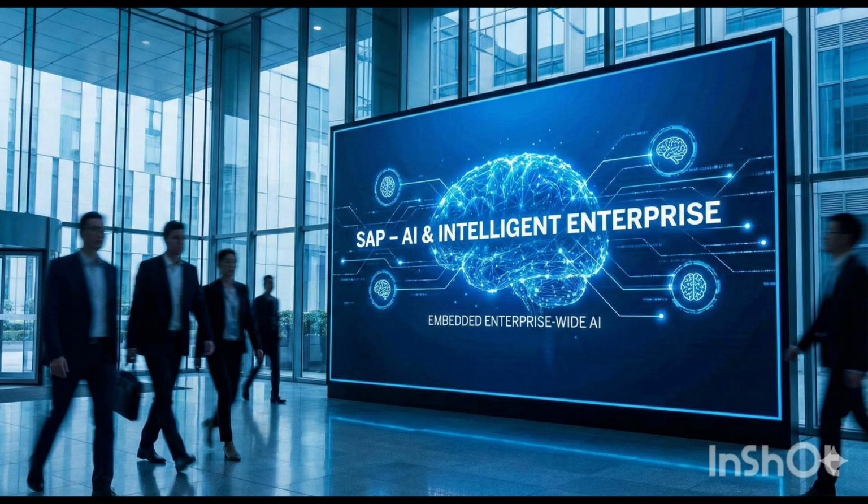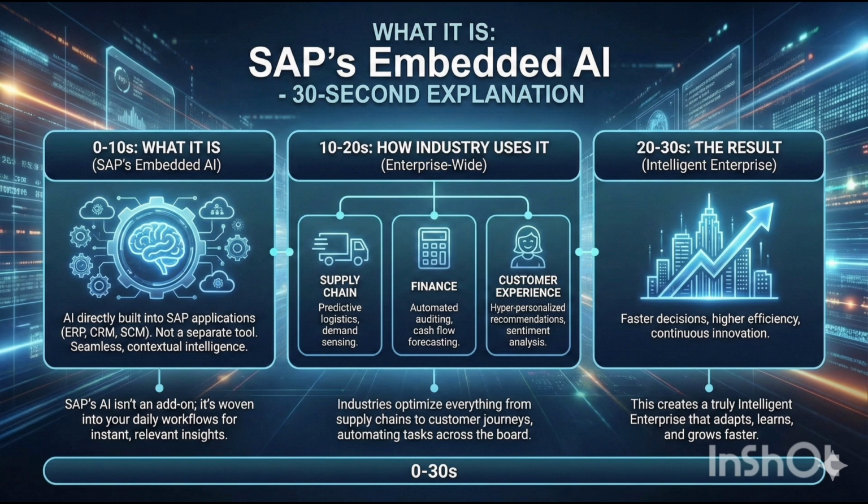Today we'll be learning SAP Embedded AI. It is transforming how businesses work by bringing intelligence directly into SAP processes. Instead of using separate AI tools, SAP now embeds machine learning and automation inside S/4HANA, SAP Analytics and other modules to predict, recommend and automate decisions in real time. In this video, I'll try to explain what SAP Embedded AI is, how it works and why it matters.